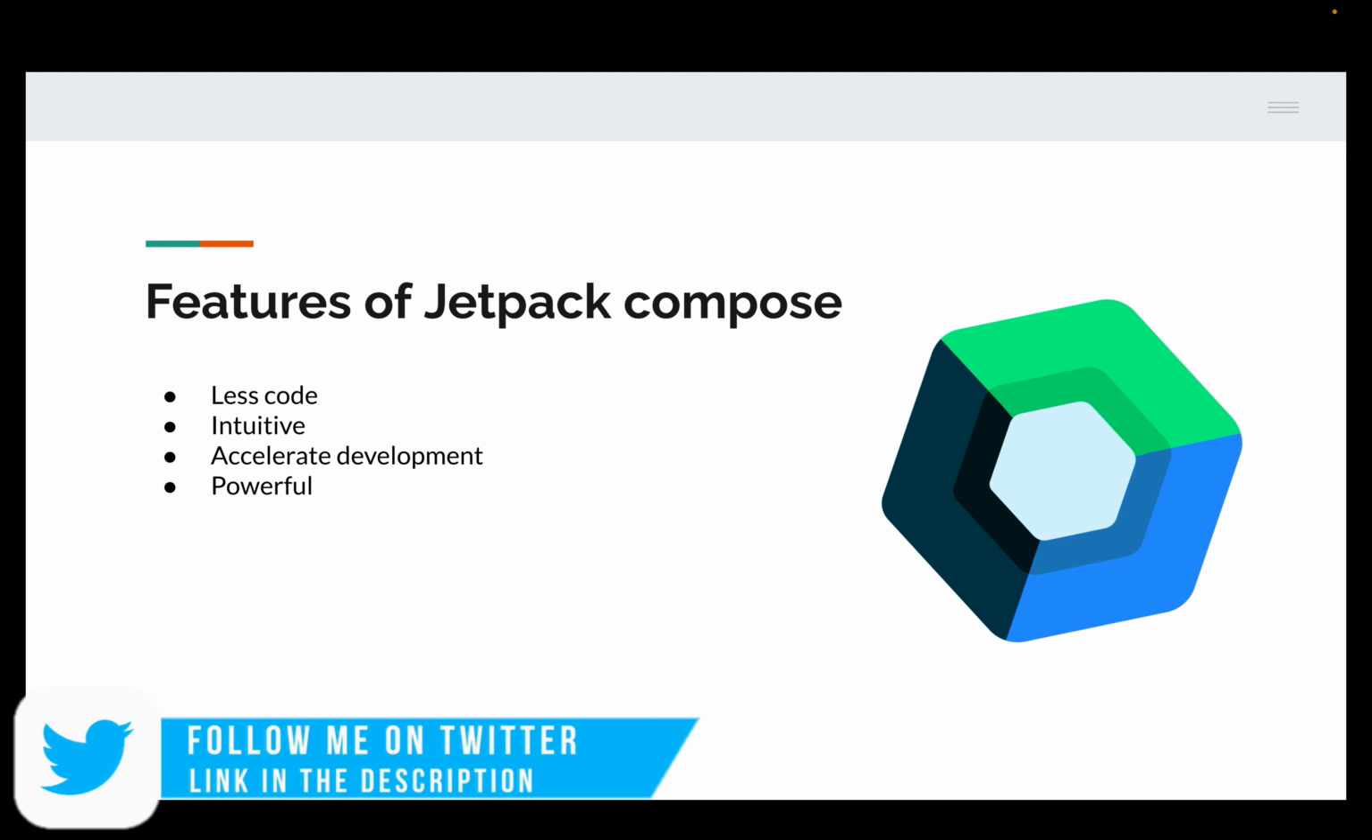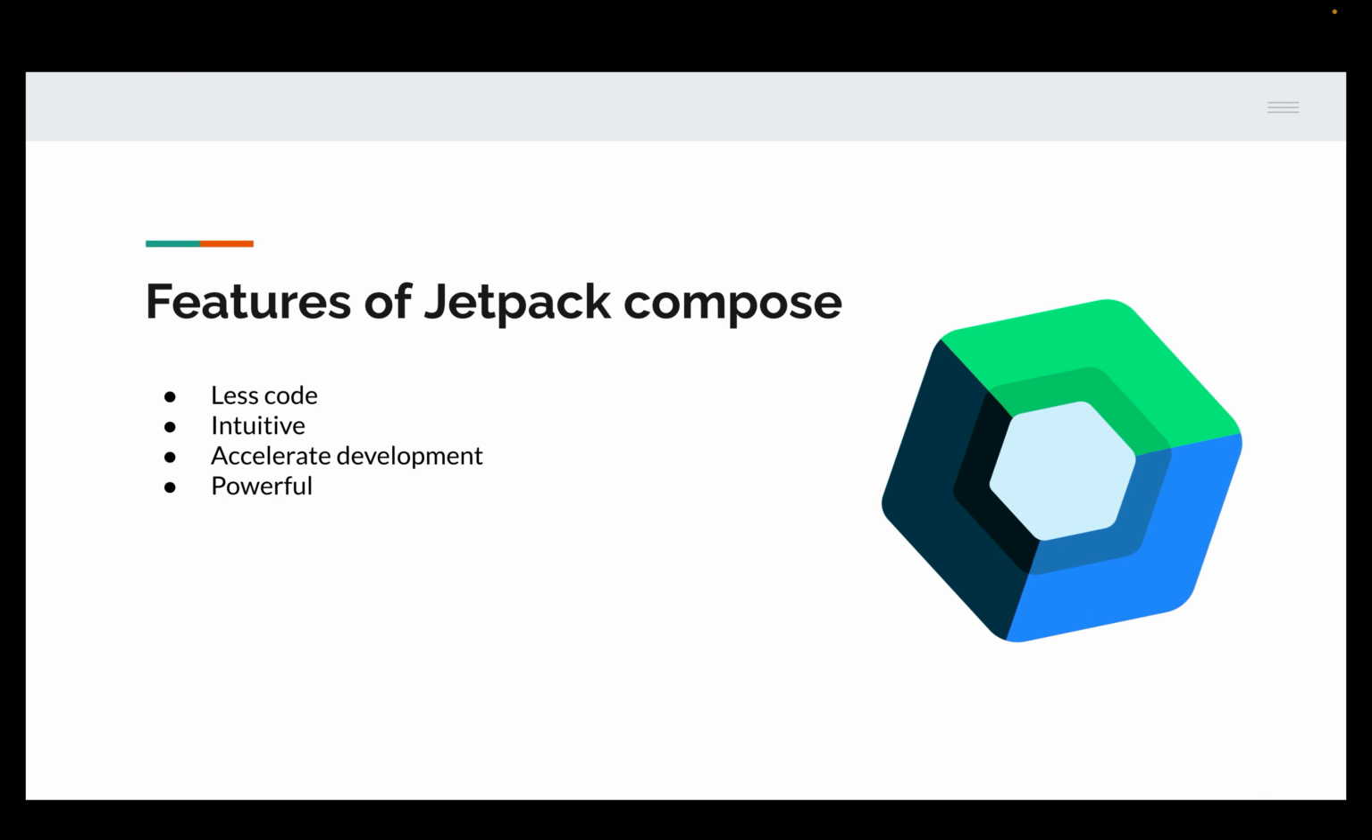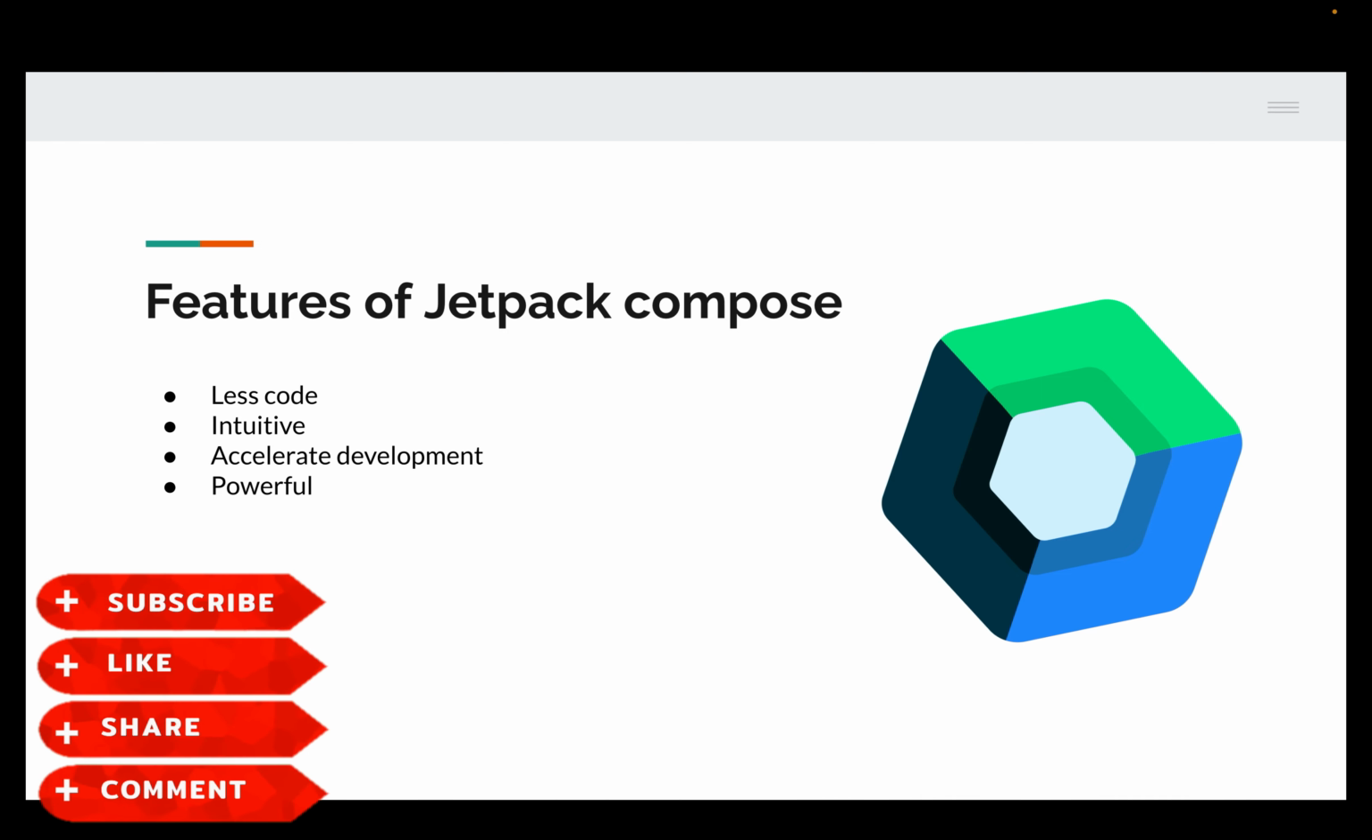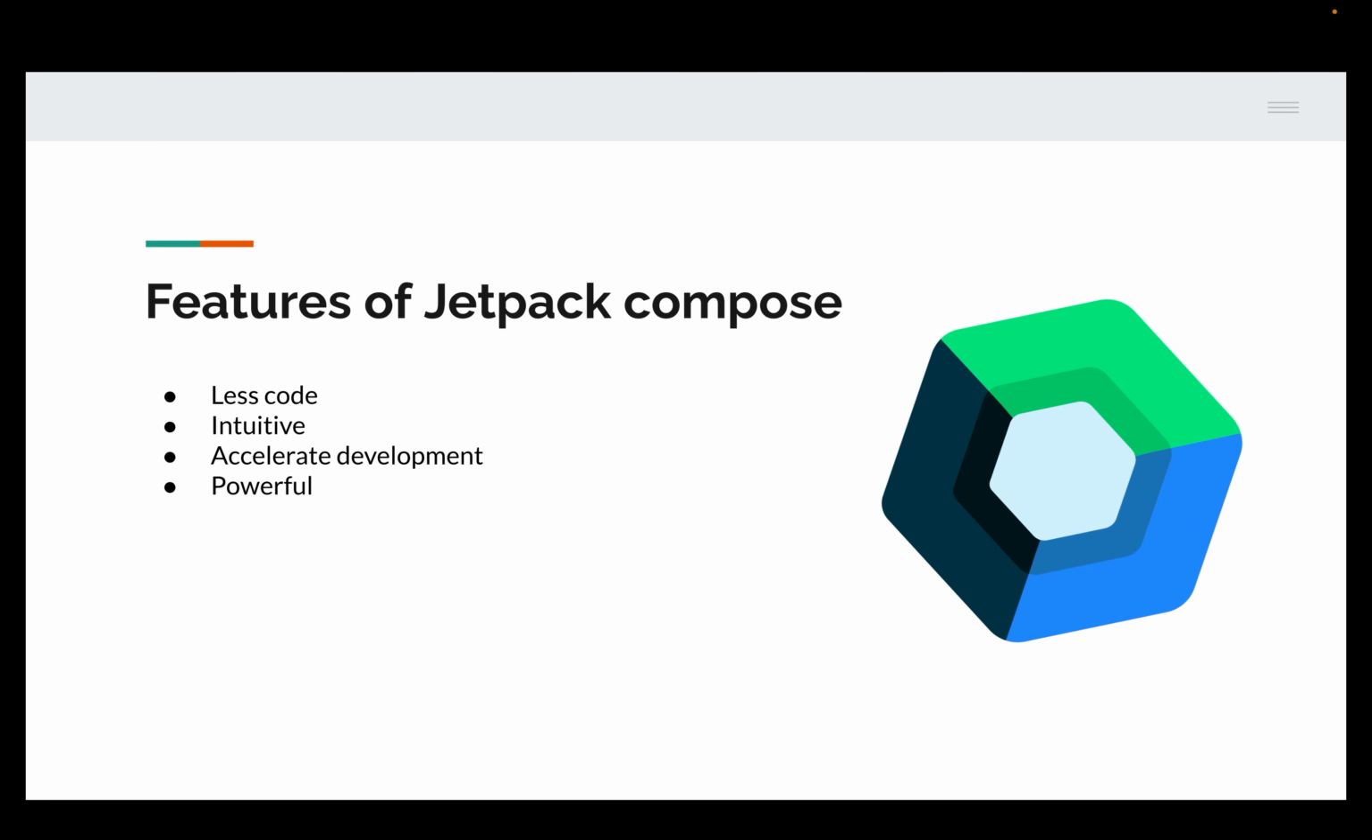So accelerate development time means that Jetpack Compose is also compatible with existing XML. So if you have any existing project or existing application which is built in XML, you can slowly migrate your XML to Jetpack Compose, and you don't need to migrate your whole app at once. And the last one is powerful. Powerful means that you can directly access Android platform APIs while using Jetpack Compose, and it has built-in support for material design, dark theming and animation, and much more.